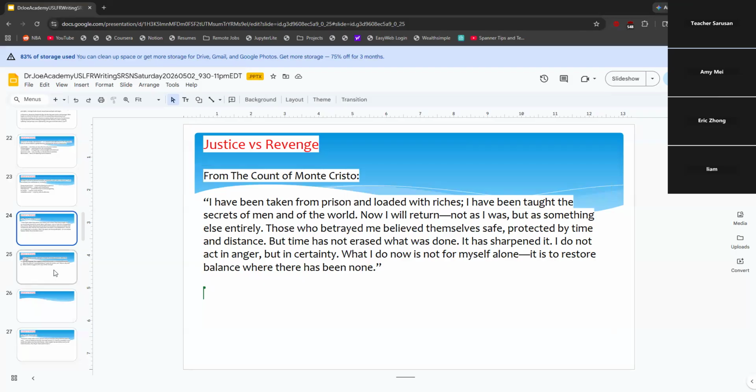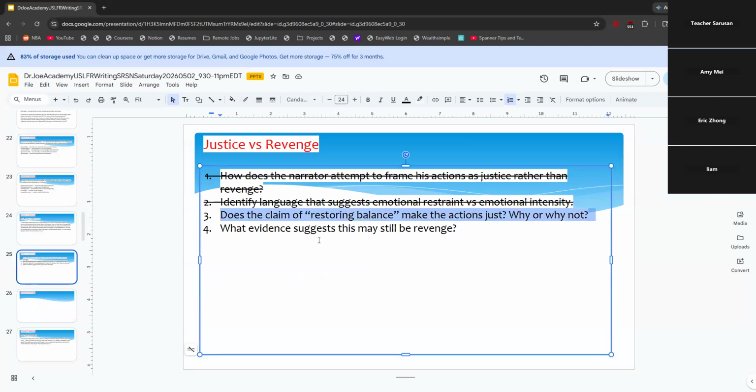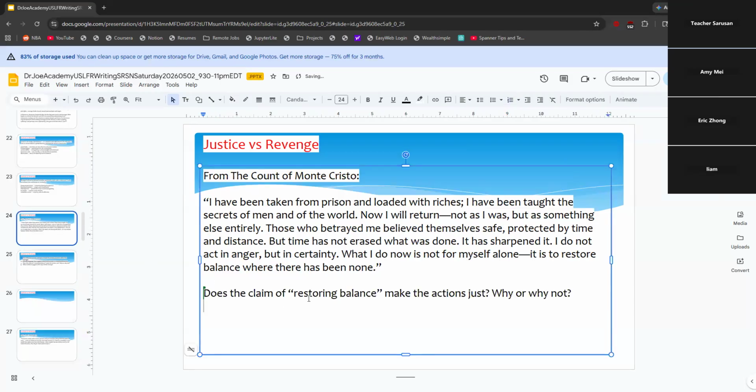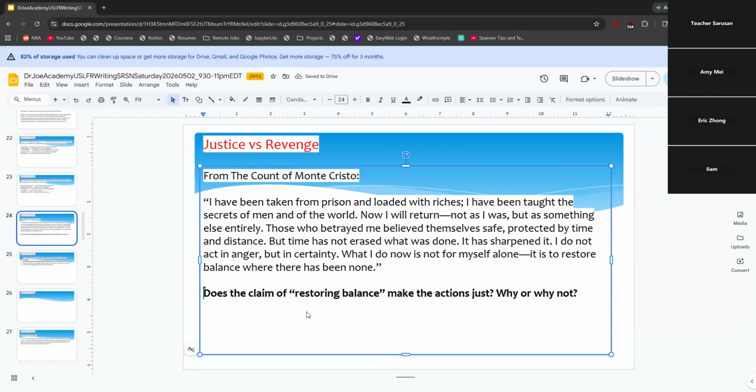All right, very well done. And like I said, we're continuing off, so we're not doing one and two, we're going to do number three. Does the claim of restoring balance make the actions just? Why or why not? The question's on the screen here, passage is right above, and try to answer in roughly 3 sentences. If you have any questions for me, please let me know. I'll bump it up actually. If you can get 5 sentences, go for it, but at least 3 sentences here.